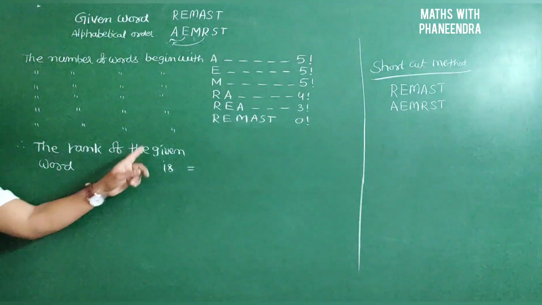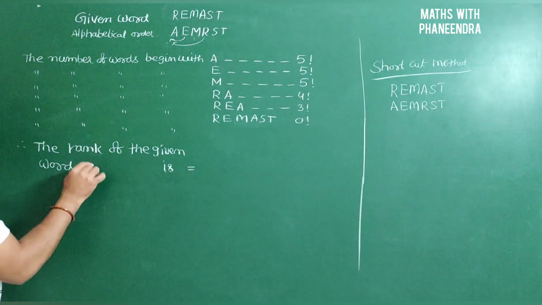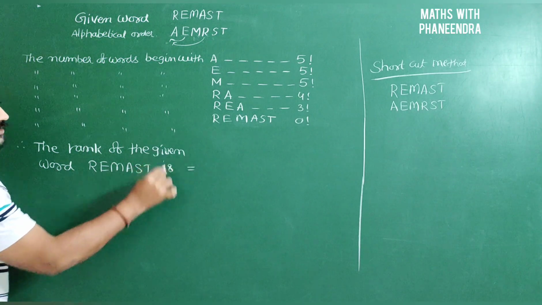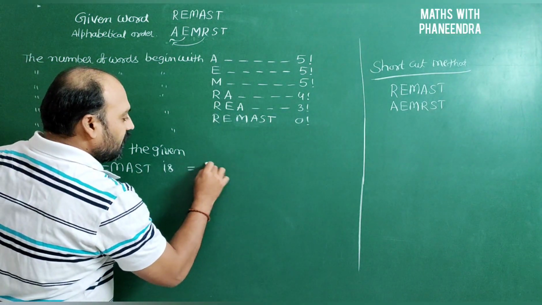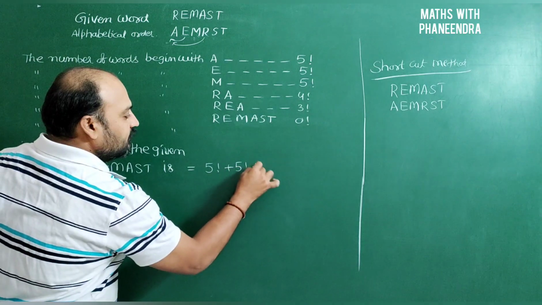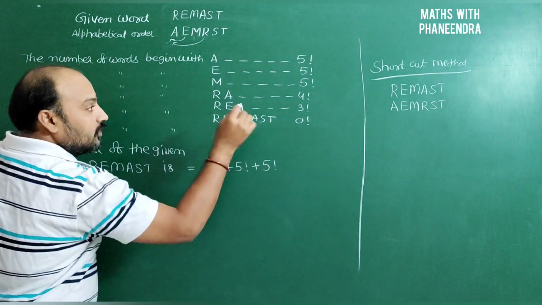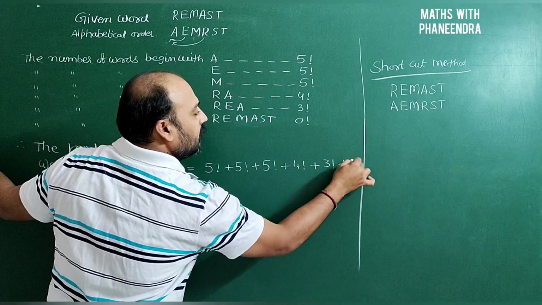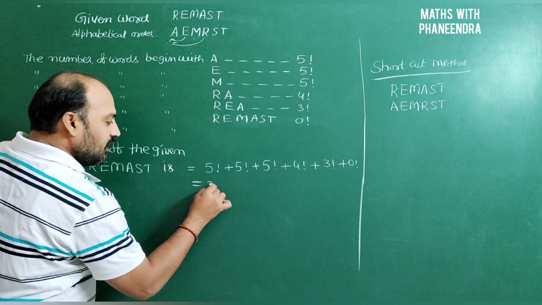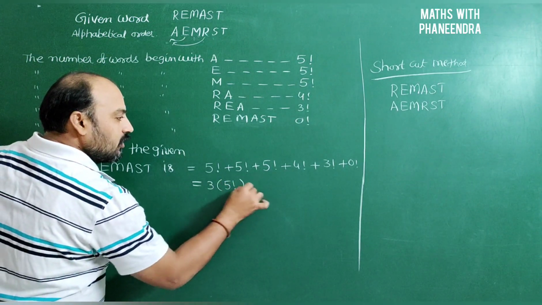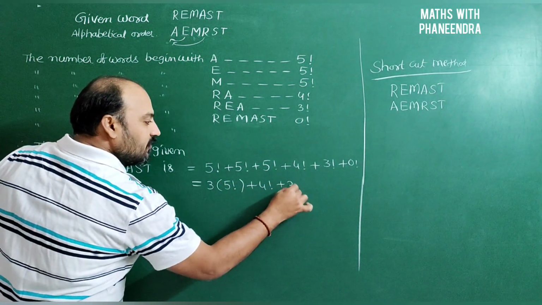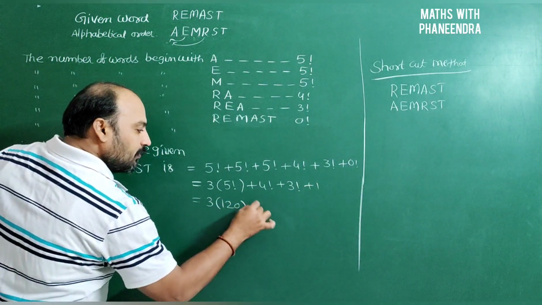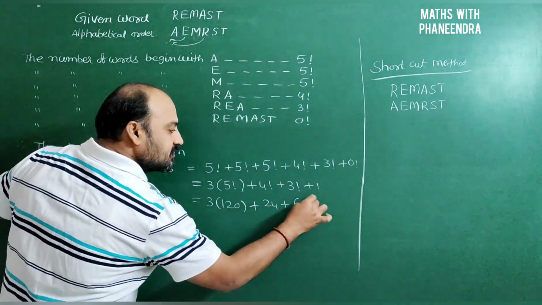So therefore the rank of the given word REMASK is 5 factorial plus 5 factorial plus 5 factorial plus 4 factorial plus 3 factorial plus 0 factorial. So 3 times 5 factorial plus 4 factorial plus 3 factorial plus 1. 3 into 120 plus 24 plus 6 plus 1.